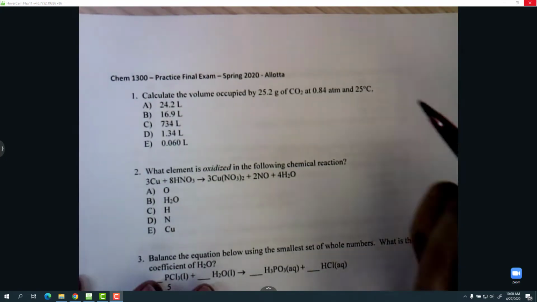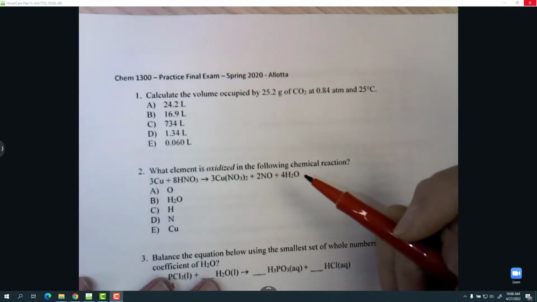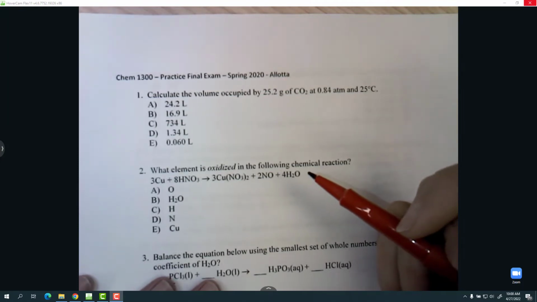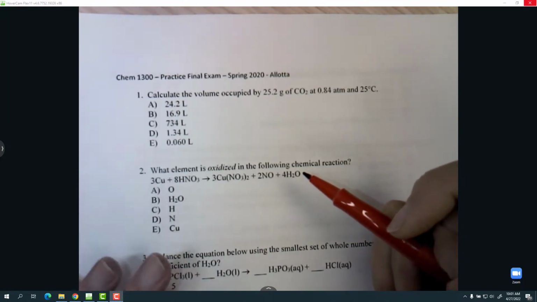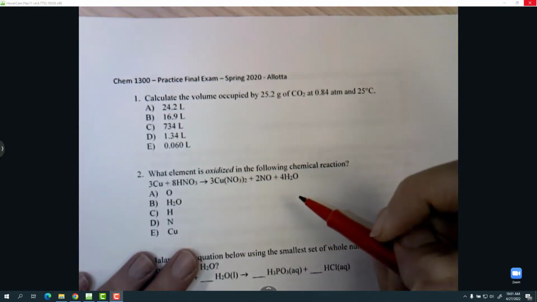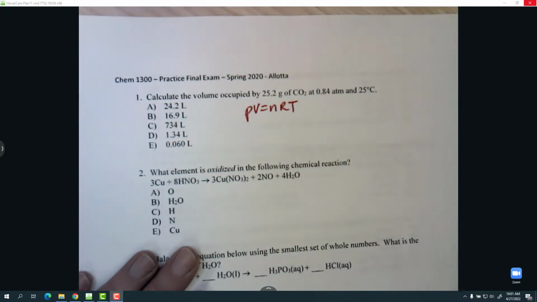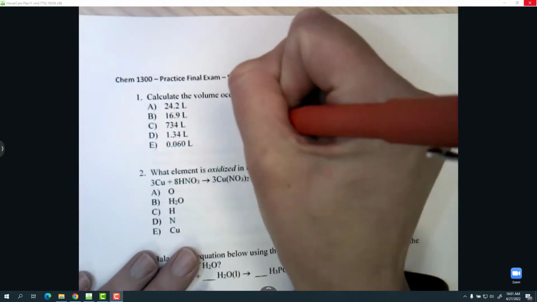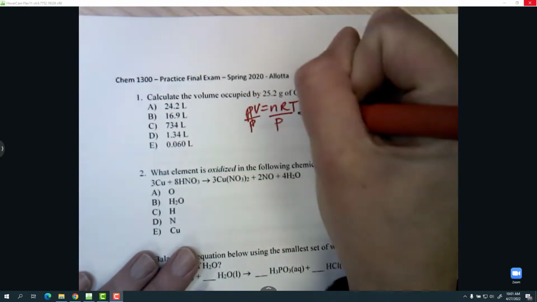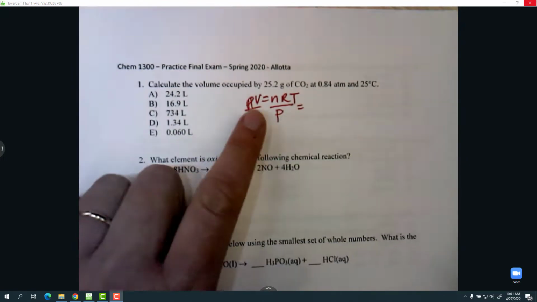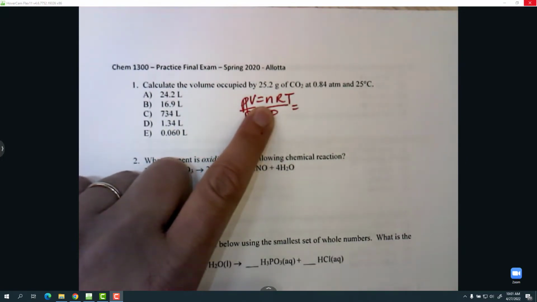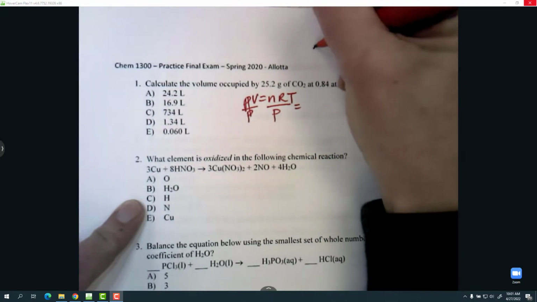Okay. So first up, calculate the volume occupied by 25.2 grams of carbon dioxide at 0.85 atmospheres and 25 degrees Celsius. So when I have a bunch of information about a gas, I need the ideal gas law. And what I'm looking for is the volume, so I'll solve for that. And then I need to just plug everything in. Okay, so I need the amount of gas in moles. I have it right now in grams, so I'll convert that.